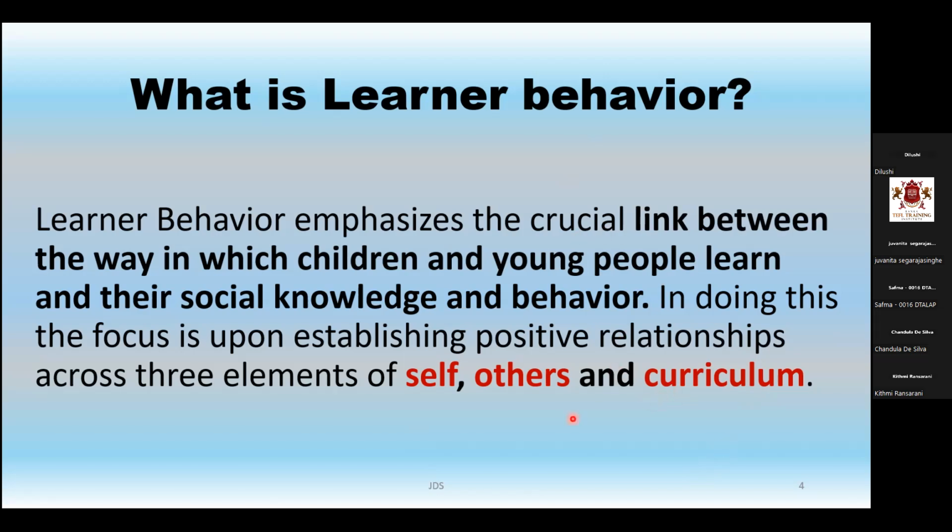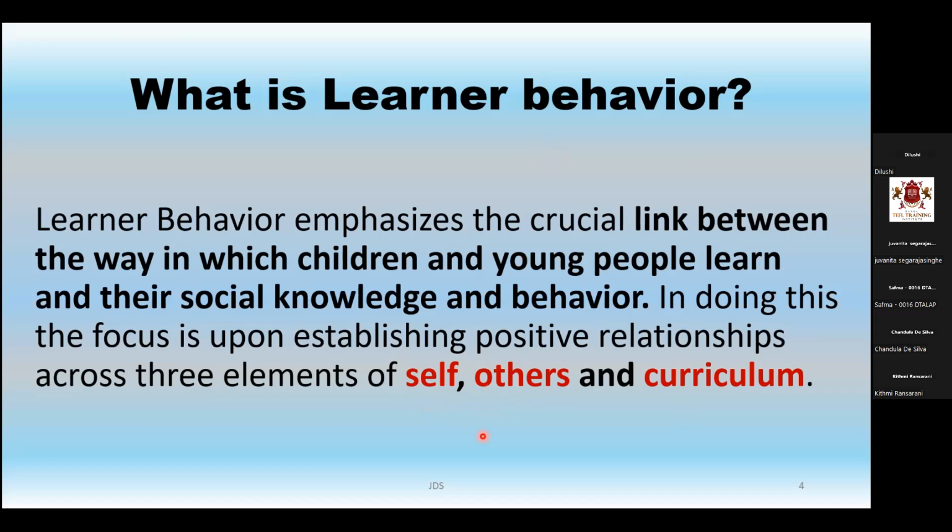So it's not something that happens all of a sudden, or a one-off moment. Every day, when the child interacts with others, with the curriculum, with several other people or other situations like at home or with his family members, he develops a particular behavioral pattern, right? So these three elements determine the learner behavior, right?